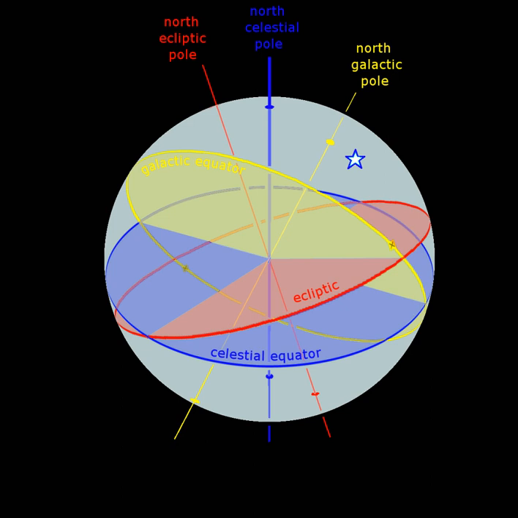Miscellaneous: lambda O, observer's longitude; phi O, observer's latitude; epsilon, obliquity of the ecliptic, about 23.4 degrees; theta L, local sidereal time; theta G, Greenwich sidereal time.